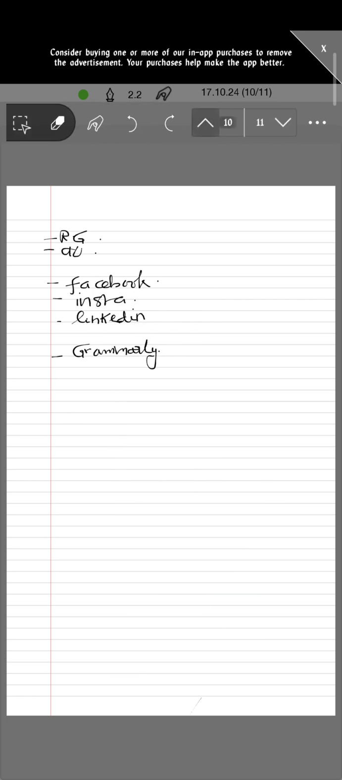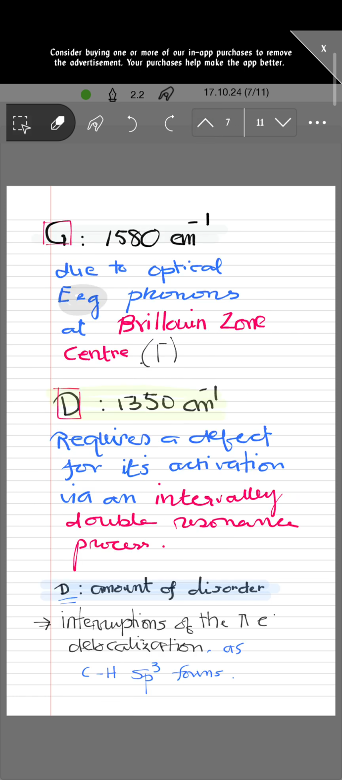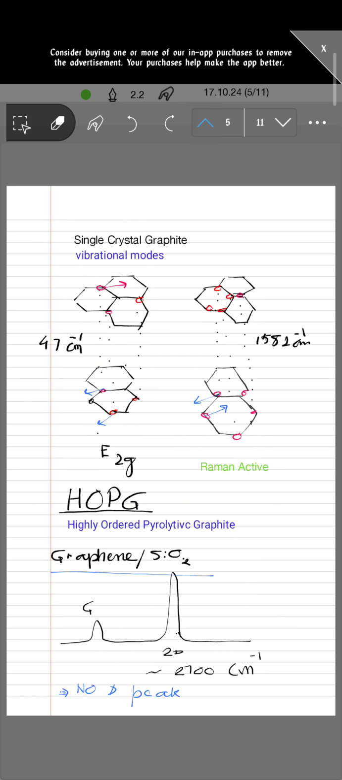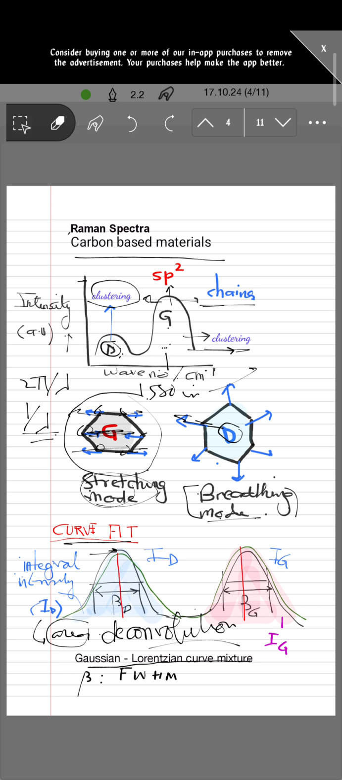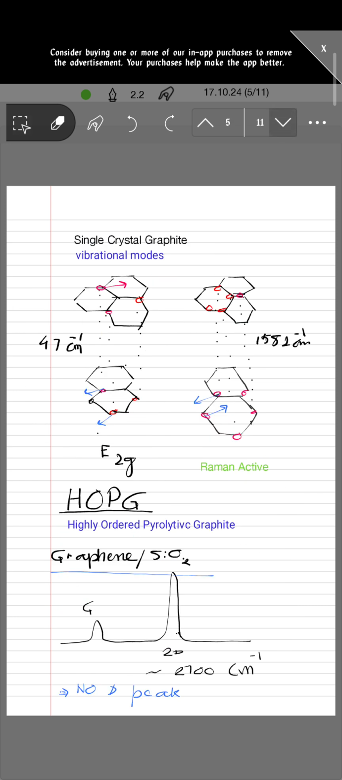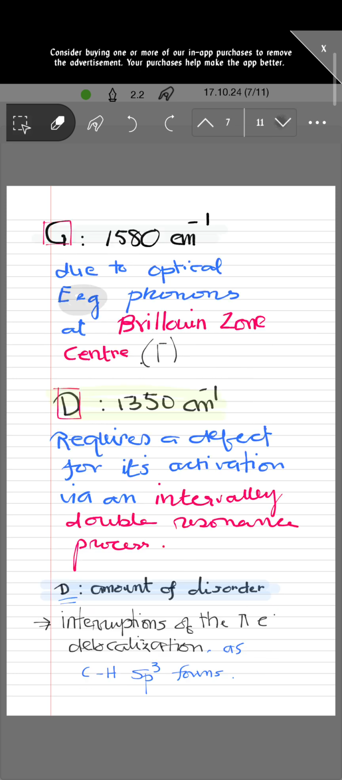Now coming back to what we were discussing, after the deconvolution has been performed, next the Mulliken symbols. The G band, as you can see, occurs around 1580 inverse centimeters and is due to the E2g phonons, and they are at the Brillouin zone center. What the Brillouin zone is will be explained later.